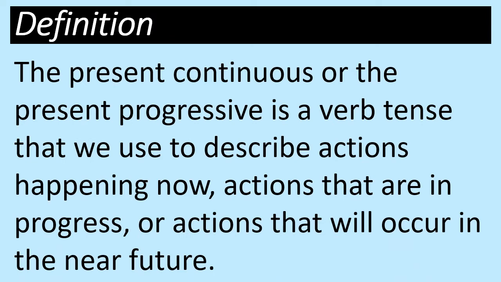Okay, how can we define the present continuous tense? The present continuous or the present progressive is a verb tense that we use to describe actions happening now, actions that are in progress, or actions that will occur in the near future.